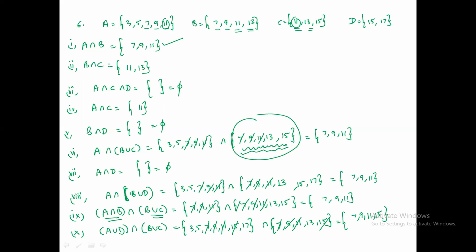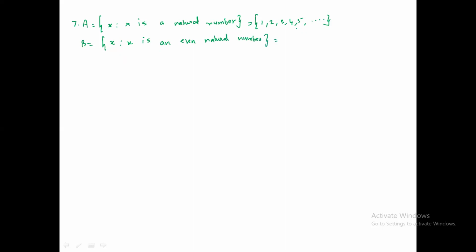So with this we have completed question number 6. We can go to question number 7. A is the set having x such that x is a natural number. That means you will have 1, 2, 3, 4, 5, all such numbers. Next, B is the set having x such that x is an even natural number. That means 2, 4, 6, 8, 10, like that. It goes on.